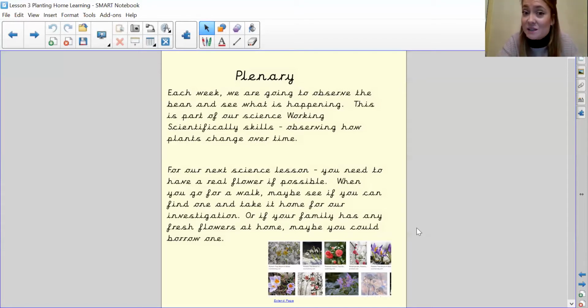But before I finish, what I need you to do is, for our next lesson, you'll need a real flower if possible. So you might need to pop to the supermarket and get a real flower, or you could find one outside if you're on a walk. I know this time of year they have ones called snowdrops, little white flowers. So see if you can get one of those. Okay. Because we're going to be doing an investigation in our next lesson. If you really can't find a real flower, it doesn't matter. We can make one, but if you do, it would be fantastic.